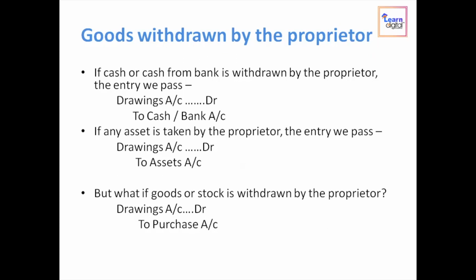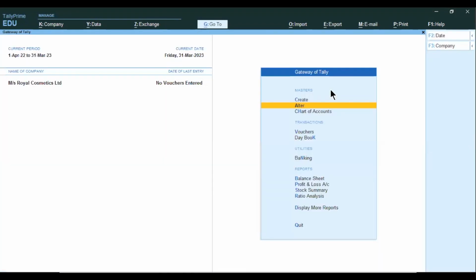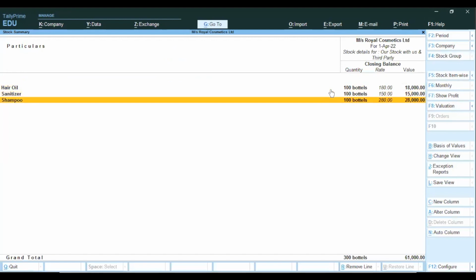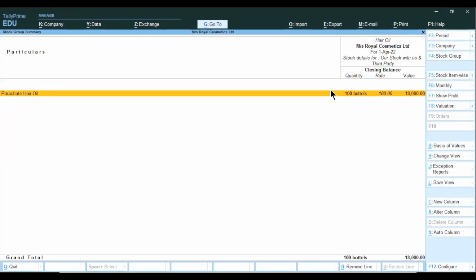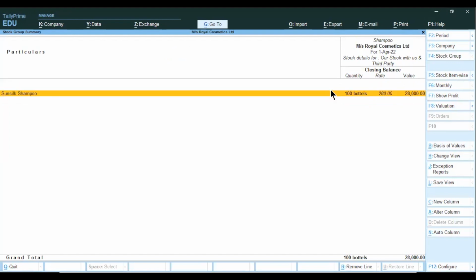Let's start with Tally and with these different types of stock entries, stock adjustment entries. See, this is our company, Measures Royal Cosmetics Limited. This is our stock summary. We deal in hair oil, sanitizer and shampoo. In hair oil, we have Pantene and Parachute hair oil. In sanitizer, we have Dettol, 100 bottles in our stock. In shampoo, we have Sunsilk shampoo, 100 bottles in our stock.